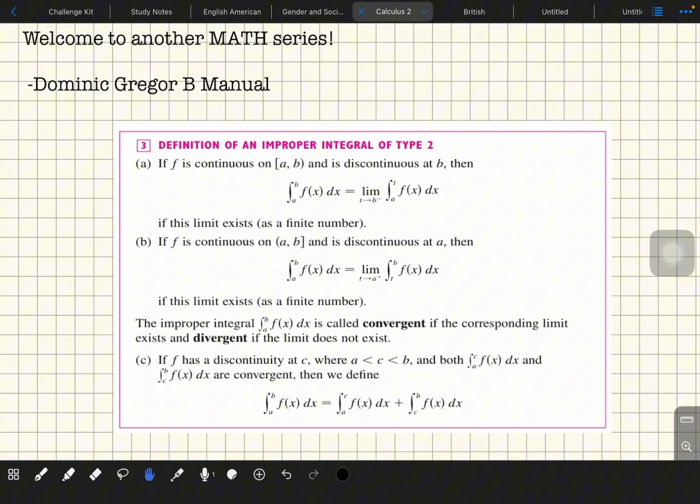If f has a discontinuity at c, where a is less than c and c is less than b, and both the integral from a to c of f(x) dx and the integral from c to b of f(x) dx are convergent, then we define the integral from a to b of f(x) dx as the integral from a to c of f(x) dx plus the integral from c to b of f(x) dx. So these are the cases that we need to memorize or know in order to solve different types of problems in this improper integral. So let's proceed.